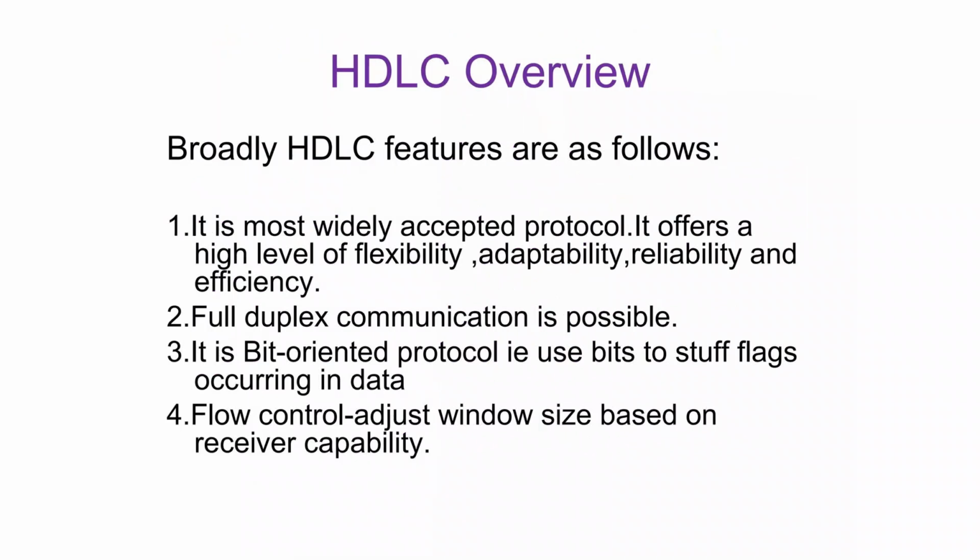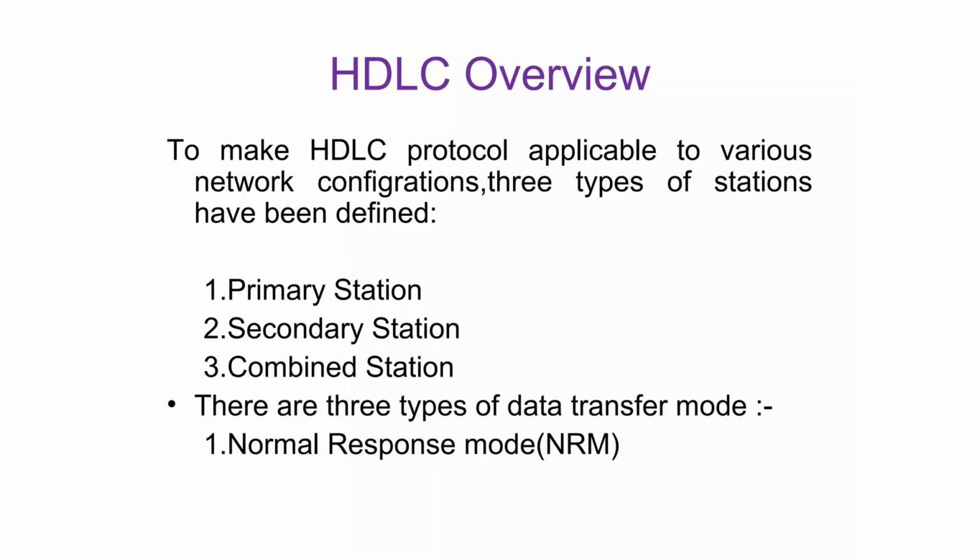We can see the features of HDLC. It is the most widely accepted protocol. As already told, it has a high level of flexibility, adaptability, reliability, and efficiency. It is a bit-oriented protocol, so bit stuffing is used to stop flags occurring in data. The flow control can be adjusted, and the window size can also be adjusted based on our capability. Three important things you have to remember before going for HDLC are the primary station, secondary station, and combined station, because we are using them in communication. So these three we have to know.